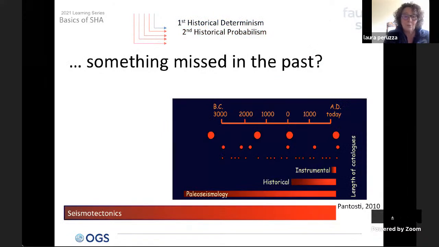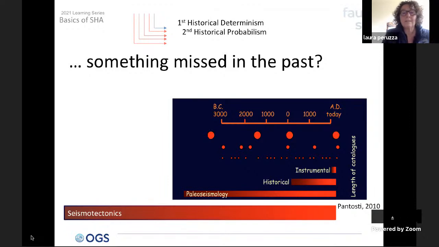So the first two generations ran into trouble when we realized that something had probably been missed in the past. The duration of the instrumental catalog, the duration of the historical catalog, is probably not sufficient to have all the seismic cycle represented, and several other disciplines enter into the game to put additional constraints.